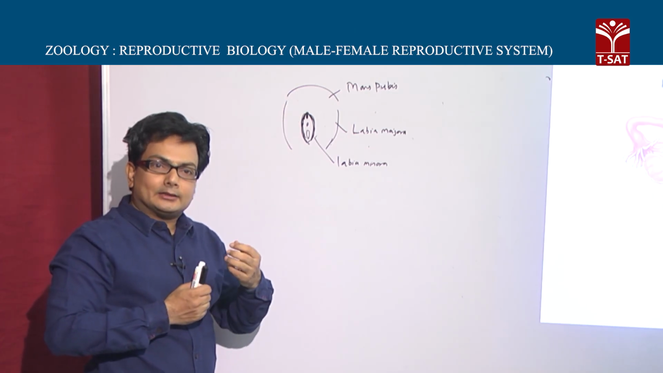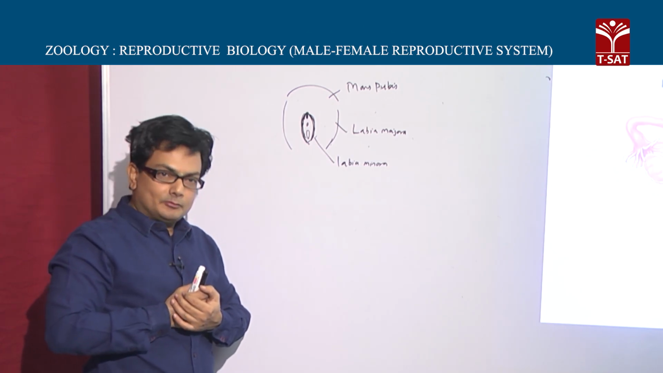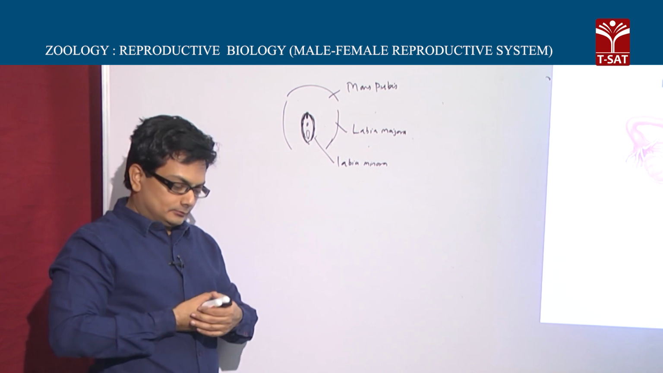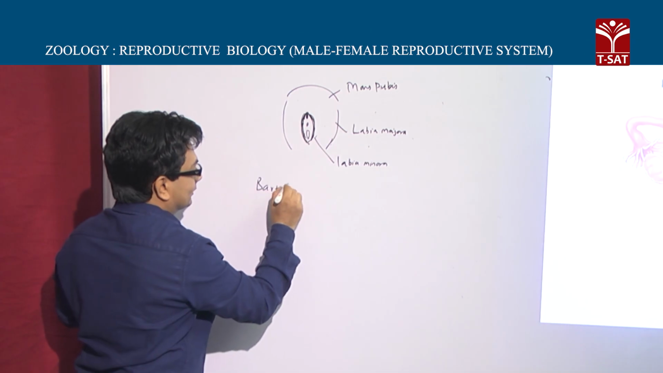What are the various accessory glands? The accessory glands in a female: the Bartholin glands.